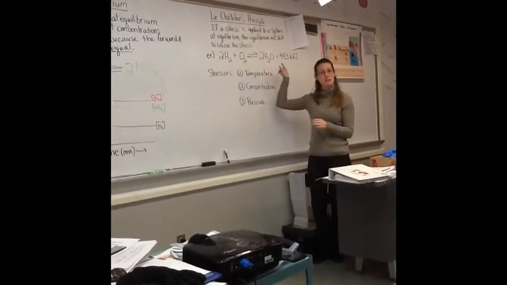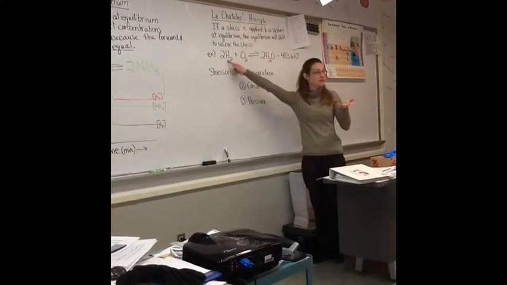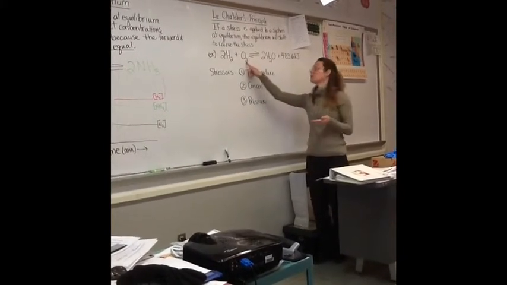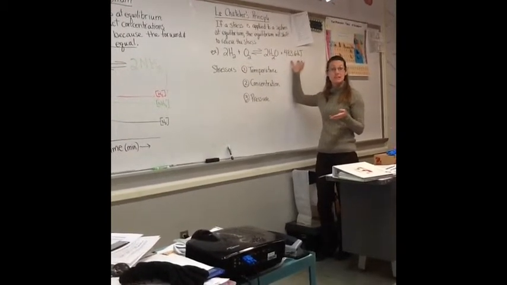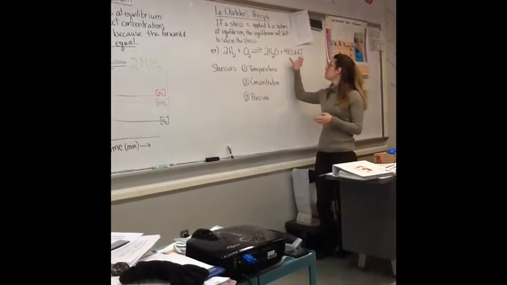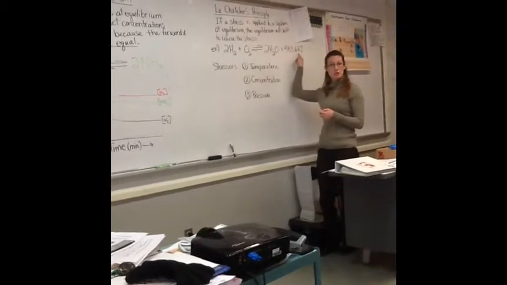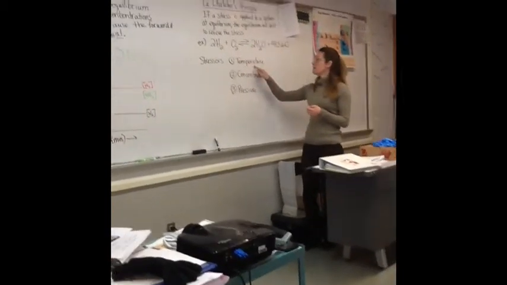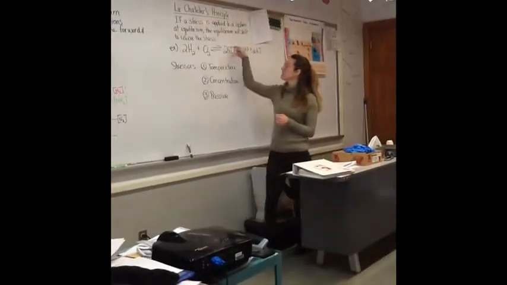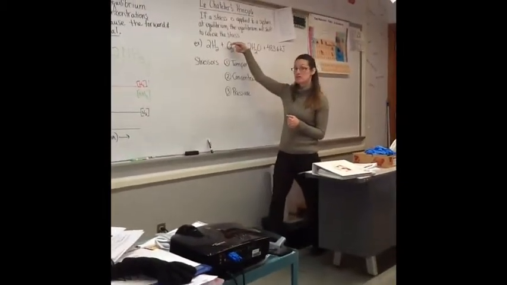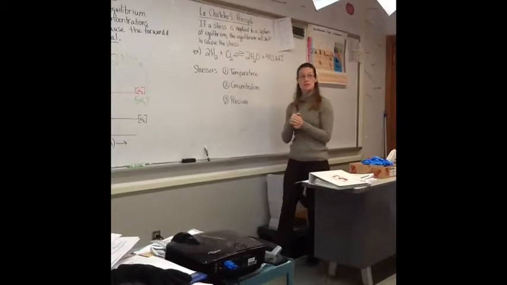So if this is the example right here, I'm reacting two hydrogens with one oxygen molecule, then I will get two waters and the evolution of heat, right? This is the heat. So you can see from here that this is an exothermic reaction. That means that by changing the temperature, I can affect this equilibrium. I can make it go in the reverse direction faster or in the forward direction faster.